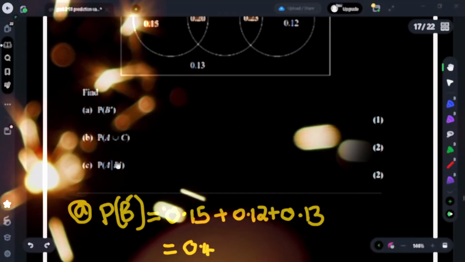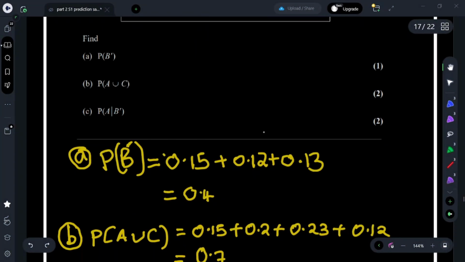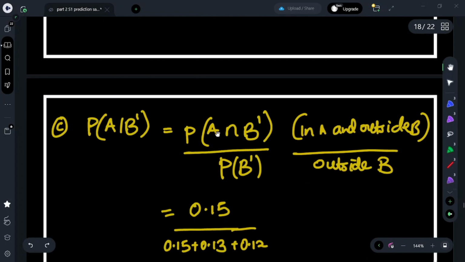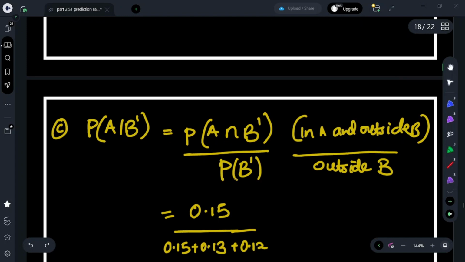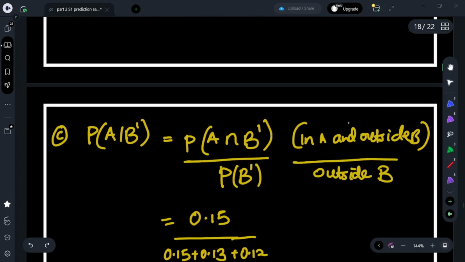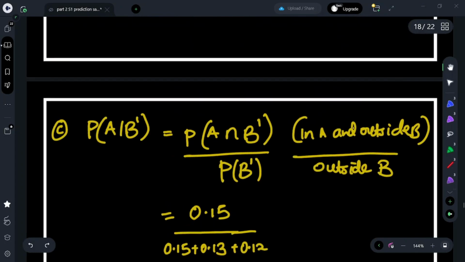Part C. The probability of A given that B complement. What does this mean? An event in A given that it is outside B. So we can apply the probability formula to make it look even nicer. The probability of A given not B, the probability of A given B complement, is the probability of A intersection B complement divided by the B complement probability. So the probability of outside B, we already calculated it, but we have calculated it again: 0.15, 0.13, 0.12, which is 0.4. That is outside B.